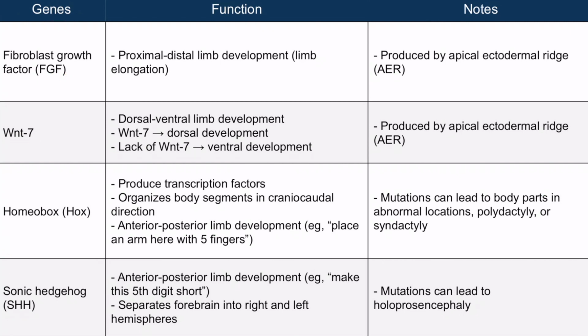Now let's dive into detail on each one, starting with fibroblast growth factor. Now FGF is responsible for limb elongation, and you can call that proximal distal limb development. An important note about this is that it's produced by the apical ectodermal ridge, or AER.